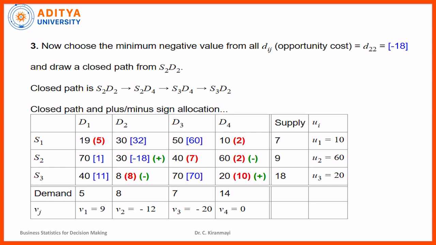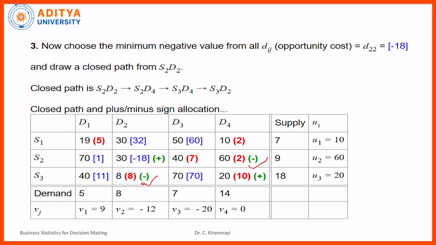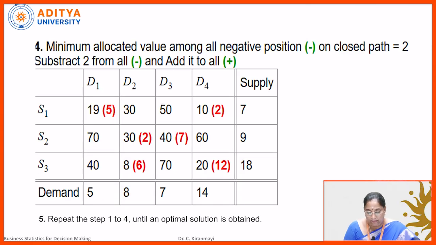After that, observe which value is the minimum among the corners having a minus sign. In the closed loop we have only two corner points with a minus sign. Among those two, here 2, here 8, and between these two values 2 is less. Therefore, 2 must be added to the corners which have a plus sign, must be subtracted at the corner points which have a minus sign, and the other values should be kept the same, right.